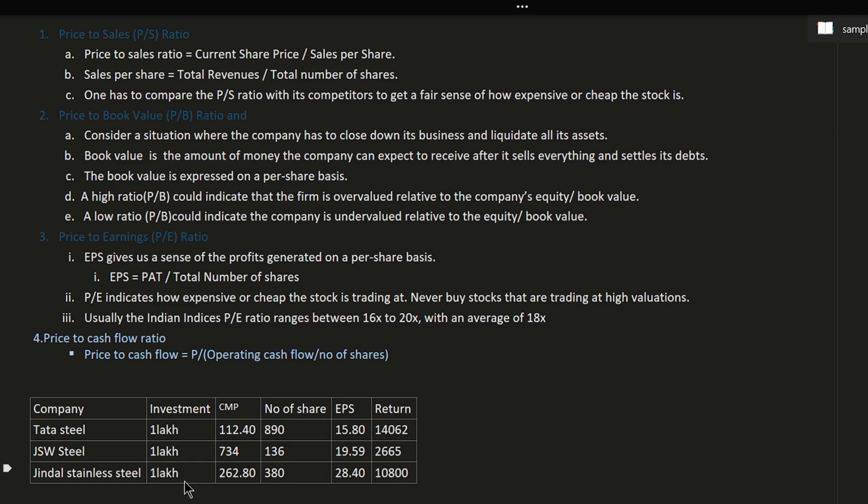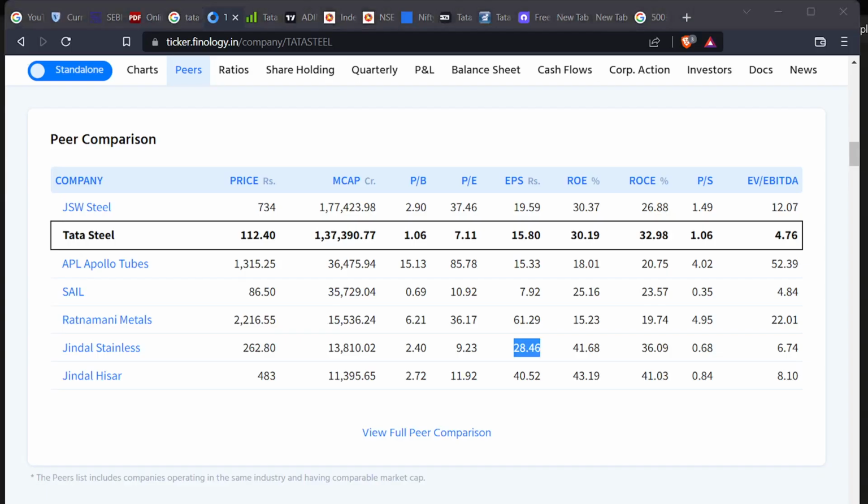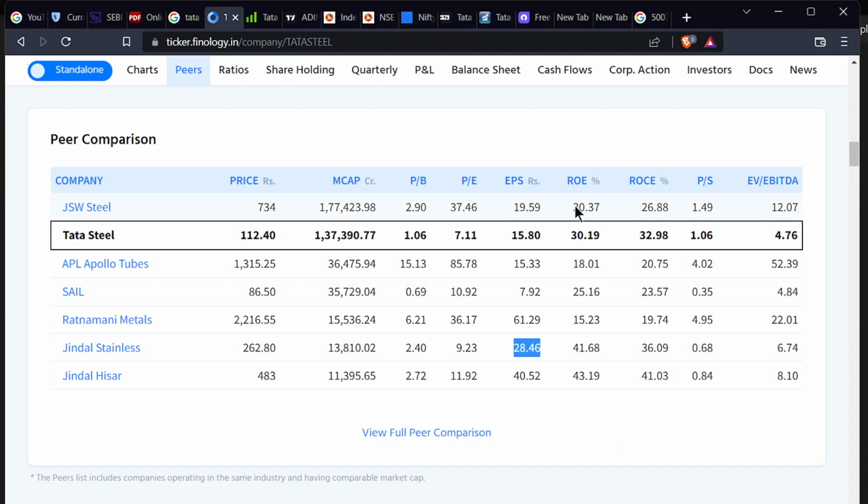So according to this, you will get to know it is better to invest in Tata Steel or Jindal Stainless Steel. You can avoid JSW because it is overvalued. Here you can see it is overvalued. PS is 1.49 and PB is 2.90. Okay, so like that we will come to know.